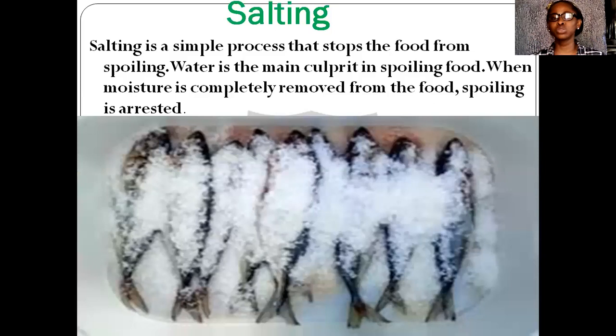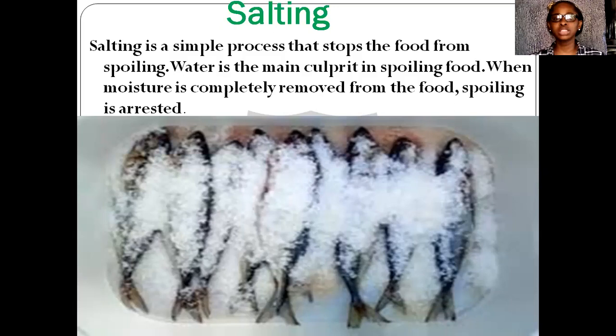Salting. We all do this at home. For example, there is no light, and suddenly there is a power cut and the fish is there. There's something we can do about it: we go into salting, where we place the fish and use salt to rub all its body. So that is another way of preserving fish.